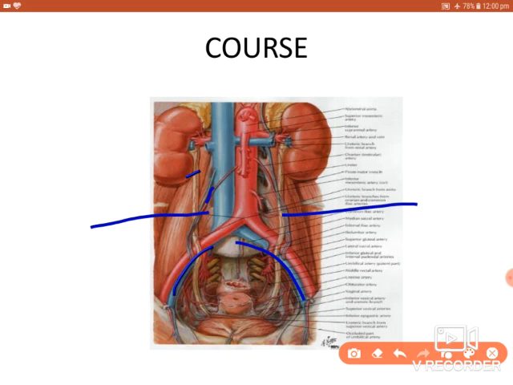In case this is a female pelvis, you can see the uterus there, so there is the ovarian artery and ovarian vein. In males, there is the testicular artery and testicular vein. We can use the term gonadal vessels. So that is about the course of the ureter.